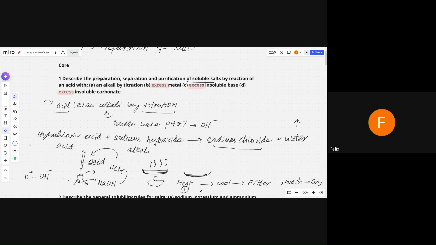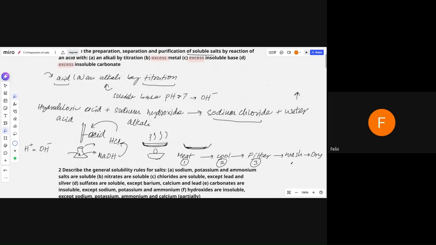Step one, heat it. Step two, allow it to cool down so that the crystals can appear. Once the crystals appear, you filter the solution, and after filtering it, you wash it, and then you dry it, right? Sometimes you see a 5 marker question on this, sometimes a 4, sometimes 3. So this is very important. The sequence is very important, right? So you must not forget this.